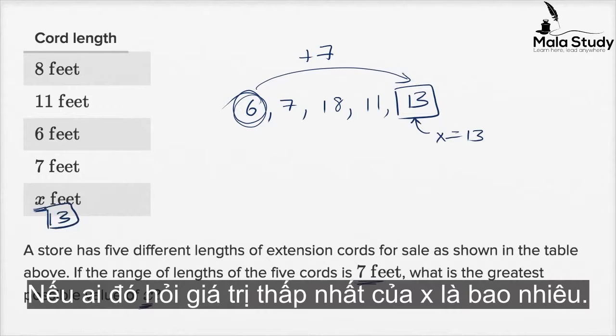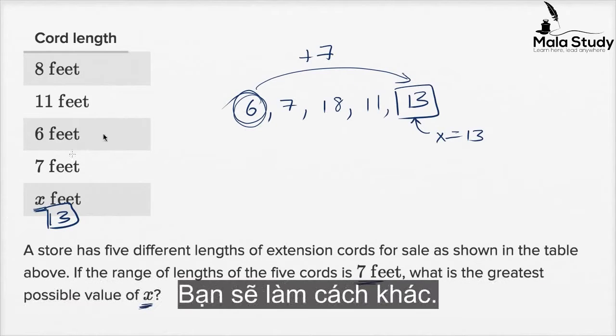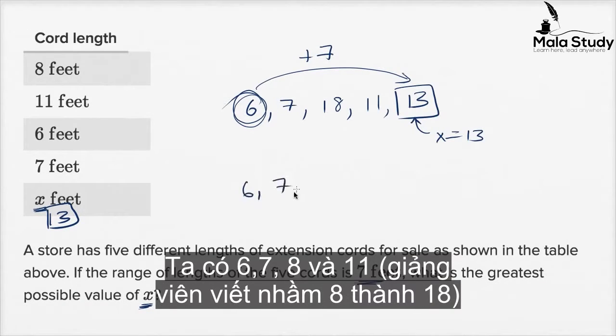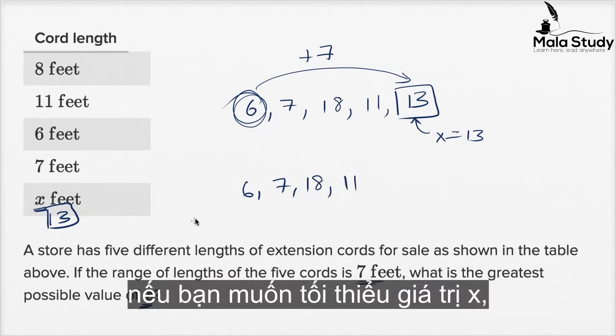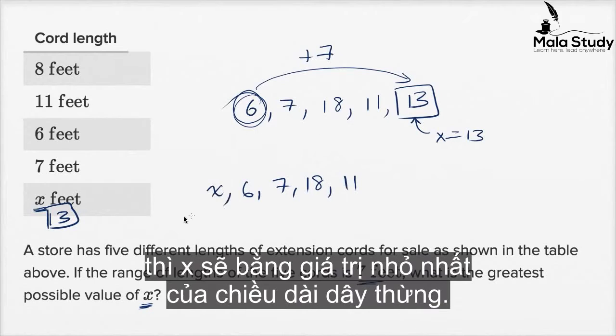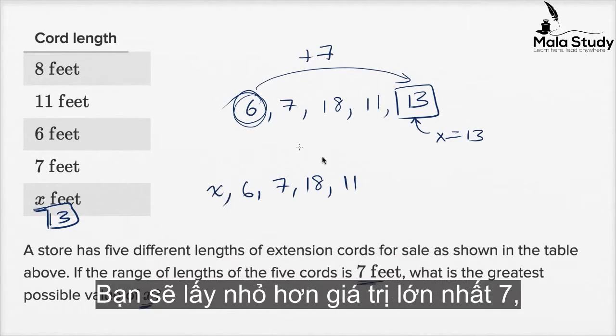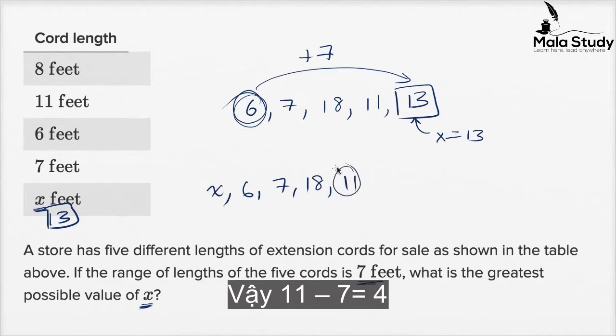Now, if someone were to ask what would be the lowest possible value for x, you'd want to go the other way around. So if there's 6, 7, 8, and 11, and you wanted to minimize the value for x, you want to make x as small as possible, then x is going to be the minimum of our cord lengths, and you would take 7 less than the highest. So 11 minus 7 is going to get you to 4.